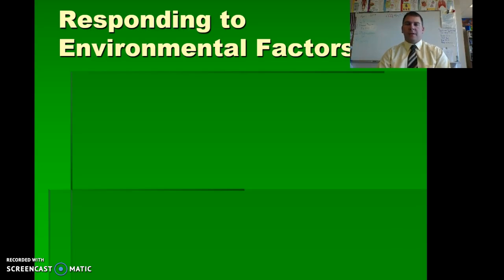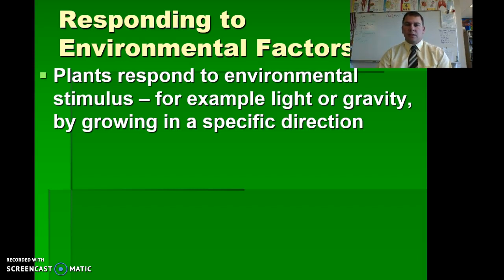Responding to environmental factors of plants. Plants respond to environmental stimuli. For example, light, gravity, and the plants will grow in a specific direction according to where the light stimulus is coming from or the gravitational stimulus is coming from. Typically, light stimuli are above the plant. Gravity always works the same direction. Downward.